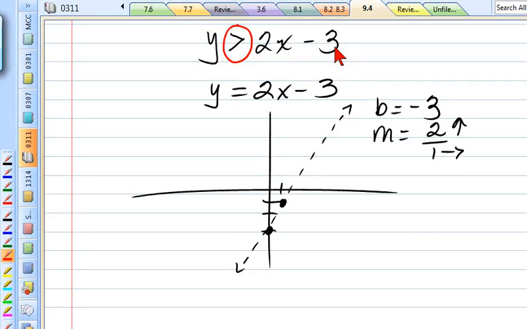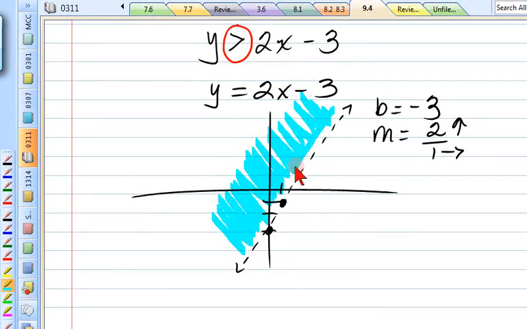If y is greater than this line, where does y get bigger? Going up or going down? Going up. Y gets bigger going up. When you can say that, then what you do is shade the side that is above, because it said y is greater than.